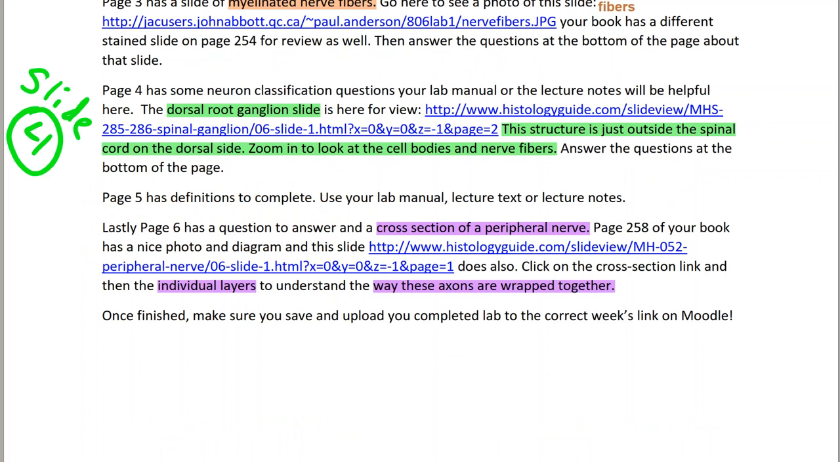All right, so we're back at the instructions. We're looking at slide number 4, the dorsal root ganglion slide, and it tells you here that this structure is just outside the spinal cord on the dorsal side, on the posterior aspect of the spinal cord. Zoom in and look at the cell bodies and the nerve fibers. It's going to be a particular kind of neuron. Is it multipolar, unipolar, or bipolar? And it's going to have cell bodies and nerve fibers. So let's go take a look.